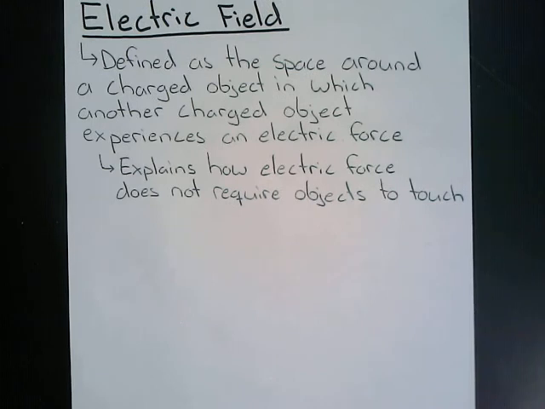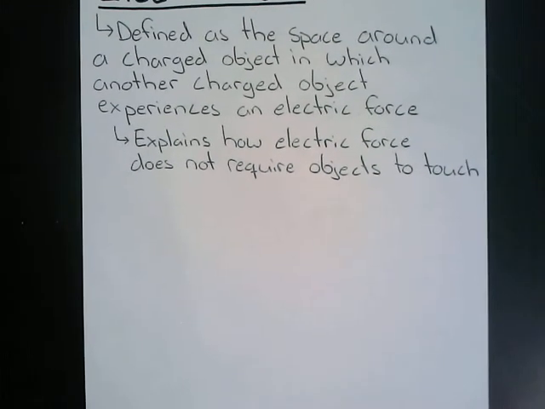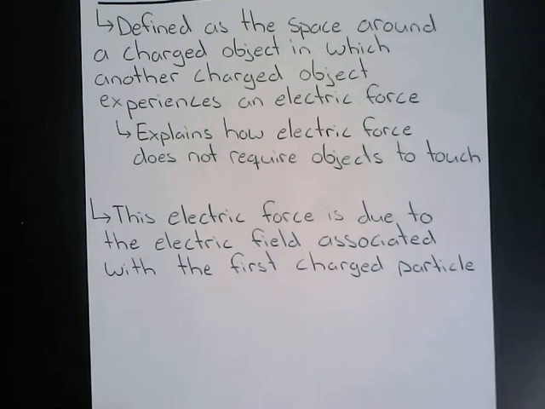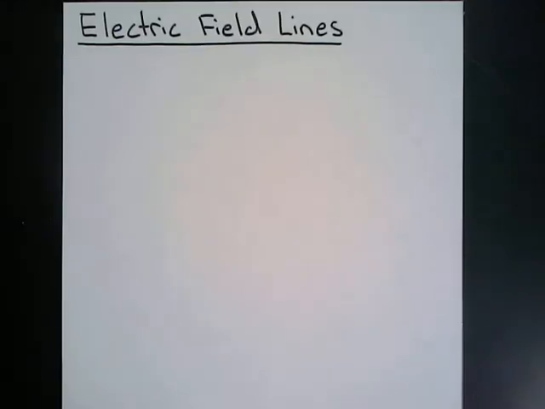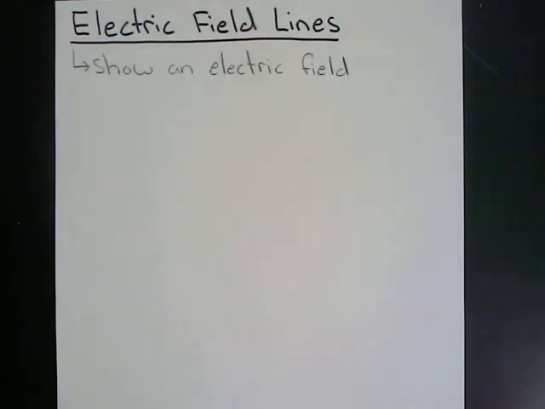Again, the electric field explains how electric force does not require objects to touch. Now, this electric force is due to the electric field associated with the first charged particle. To help explain this, we have what we know as electric field lines. Electric field lines show an electric field through arrows, which point in the direction of travel of the electric force on a positive charge.